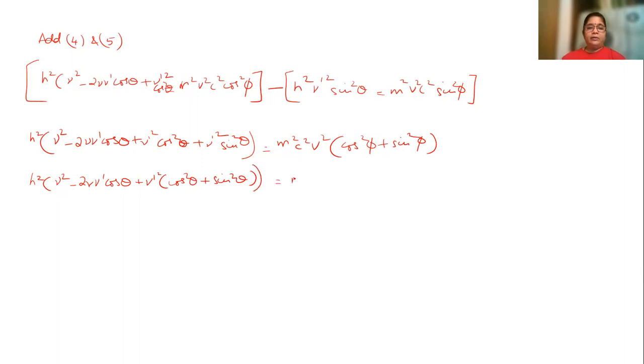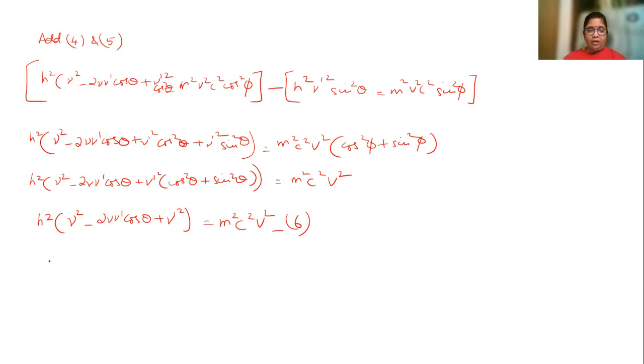And then we have m square c square v square, because obviously cos square phi plus sine square phi is equal to 1. So now again I can rewrite this equation as mu square minus 2 mu dash cos theta plus mu dash square is equal to m square c square v square. I shall call it equation 6. Why am I doing this? Here I have cos square theta plus sine square theta, that is also equal to 1. So you have this equation 6.